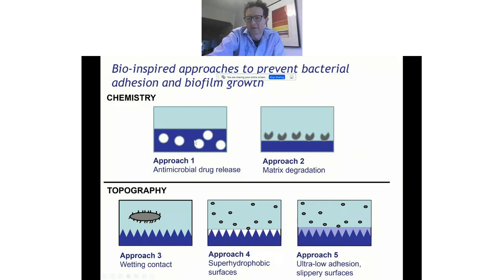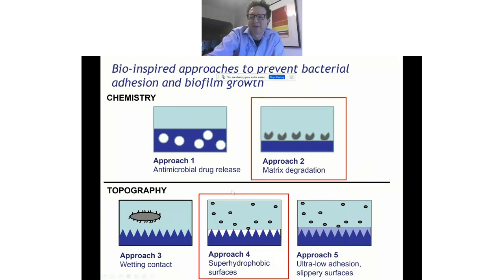This first one is sort of antimicrobial drug release. This one here, I'm going to talk about briefly. This is putting enzymes on the surface to degrade the polysaccharide. And then of these 3 topography effects, this approach 3 here is where you have a very small scale nanotopography that some people have shown can kind of physically damage the cells. We're not such a believer in that approach, but we have done some testing of that. But I'm not going to talk about that today.